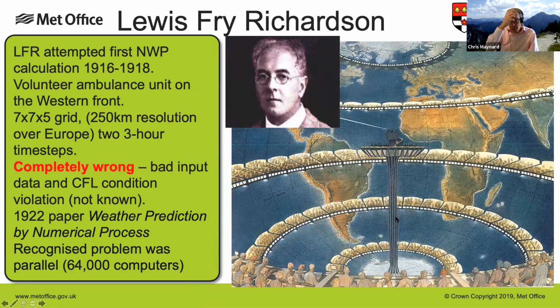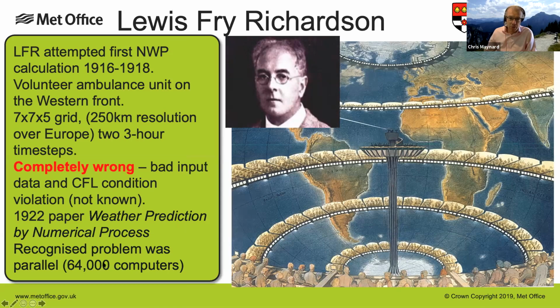However, in 1922, so almost 100 years ago, he wrote a paper, Weather Prediction by Numerical Process. And the idea of weather and climate being one of the first things to do with computation is, as Professor Fu alluded to, but it actually goes back further than that. So he recognized the problem was parallel. And he reckoned you could do a numerical weather prediction if you had 64,000 computers. Now, back in 1922, a computer was a person, someone who computed.